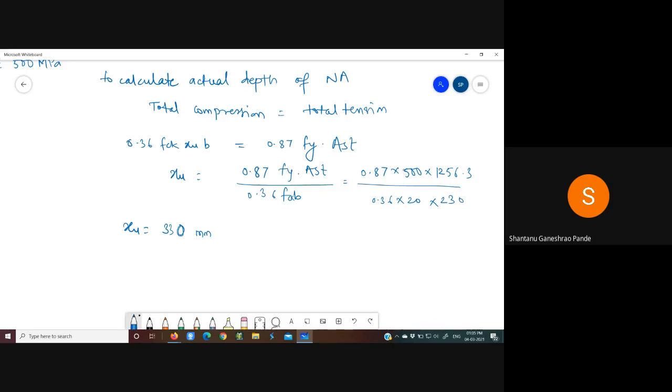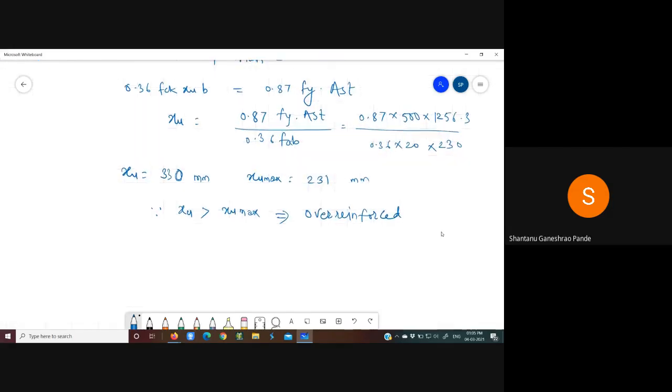So Xu max you got 231, whereas Xu is 330. So Xu is greater than Xu max. So which type of section it will be? Since you are getting Xu greater than Xu max, what type of section it will be? Under reinforced or over reinforced? Yes. So, since Xu is greater than Xu max, the section is over reinforced.